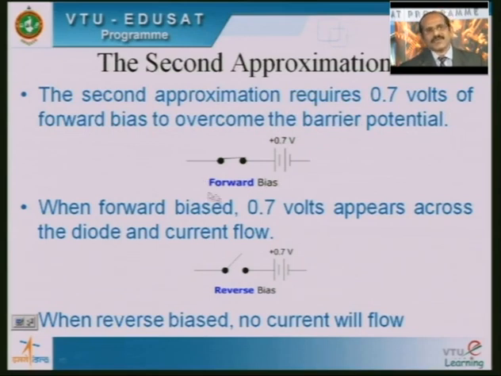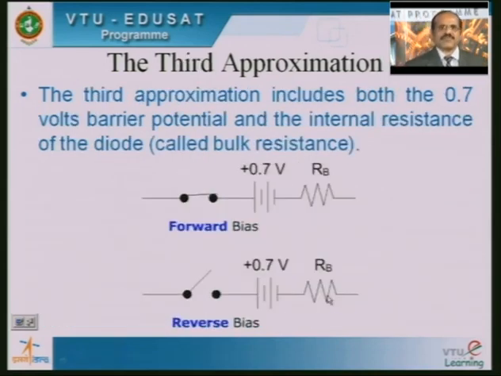Whereas in the second approximation, it requires 0.7 volts of forward bias to overcome the barrier potential. Therefore, whenever the semiconductor diode is forward biased, in the second approximation it is represented by a closed switch in series with a 0.7 volts battery. When the diode is reverse biased, it is represented by an open switch in series with the 0.7 volts diode drop. Whenever the diode is forward biased, the current flows. When it is reverse biased, no current flows because the diode is represented by the open switch.